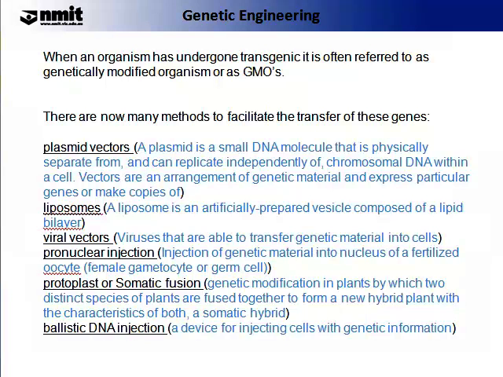Protoplast fusion, or more commonly known as somatic fusion. This is genetic modification in plants by which two distinct species of plants are fused together to form a new hybrid plant, with the characteristics of both, a somatic hybrid. And finally, ballistic DNA injection, a device for injecting cells with genetic information.